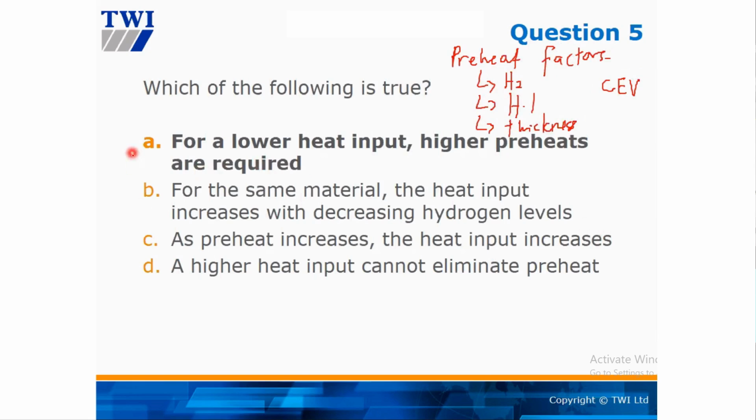All right, the answer goes to A because lower heat input, then we got high preheat required, or high heat input, lower preheat. Okay? B is wrong because the heat input increase with decreasing hydrogen level. There's no relation between heat input and hydrogen level. Preheat increase, heat input increase is wrong because when the preheat increases, heat input will be lower. Yeah.